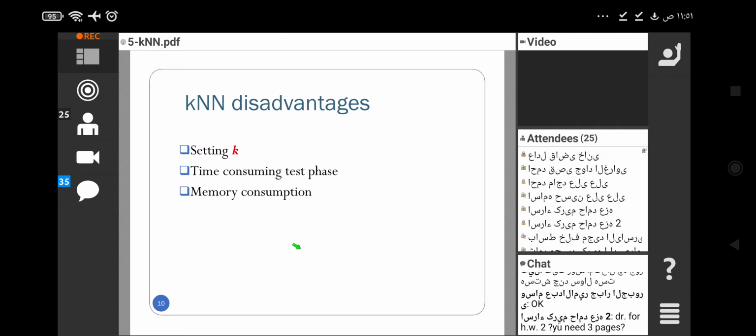Yes, homework two, 3 or 4 pages. All of the reports should be PDF.